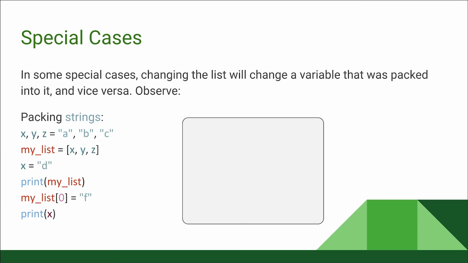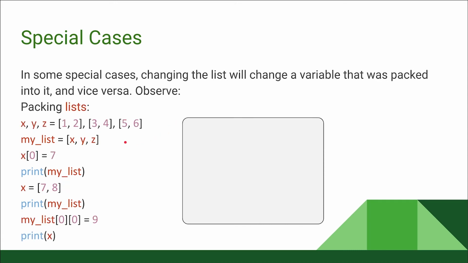All right, let's look at strings. Let's say my x, y, and z are now a, b, and c. I pack x, y, and z into my list. If I change x to equal d, does that change my list? It does not. So strings will not change the list if I change the variable that was packed into it. How about if I change the list at that index? Will the variable packed into that position change? Once again, I see no change in either direction.